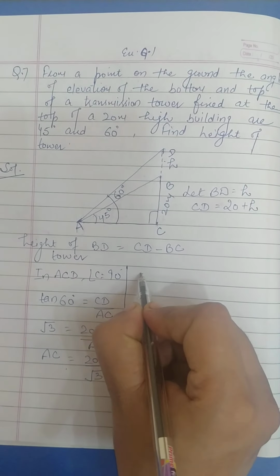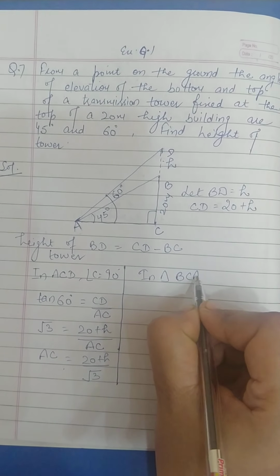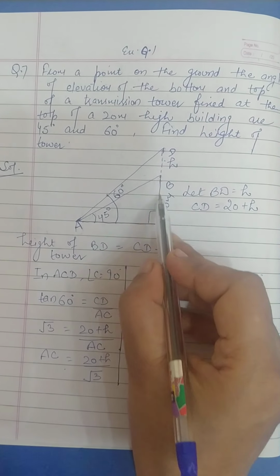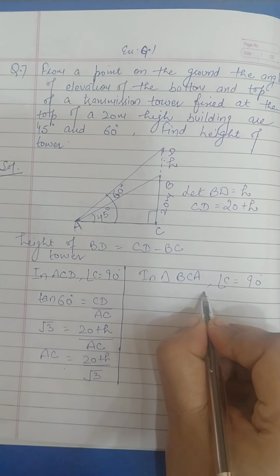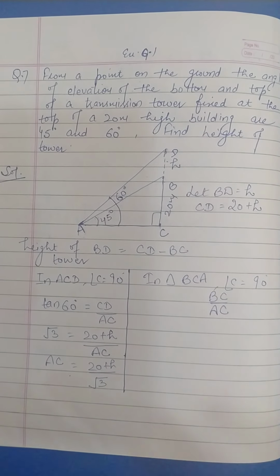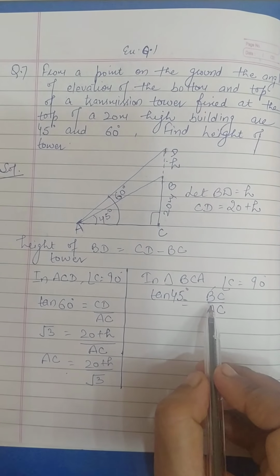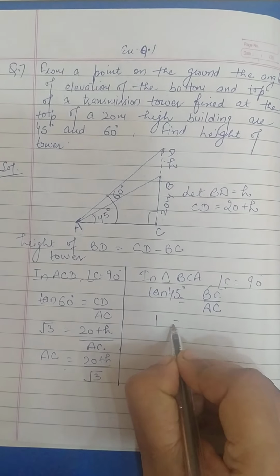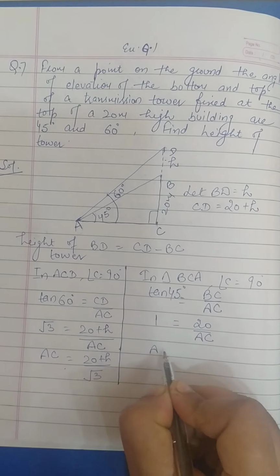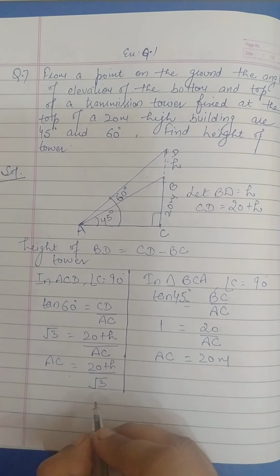Now let us check in the second triangle. In triangle BCA, again angle C is 90. Now here perpendicular is given. BC is perpendicular. We can find AC easily. Now tan 45 is perpendicular upon base. Tan 45, the value is 1. BC is 20 upon AC. So when we cross multiply, we get AC is equal to 20 meters. Now both are the values of AC.